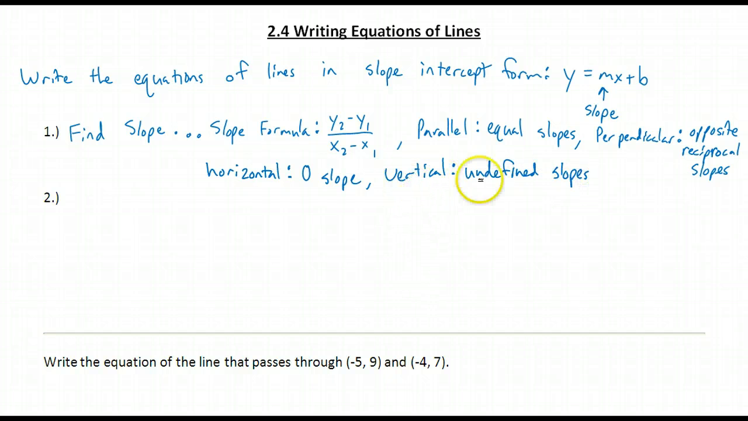If we have a vertical line, we're going to have to write the equation not as a function in slope-intercept form, but as a rule for x. X equals a number.